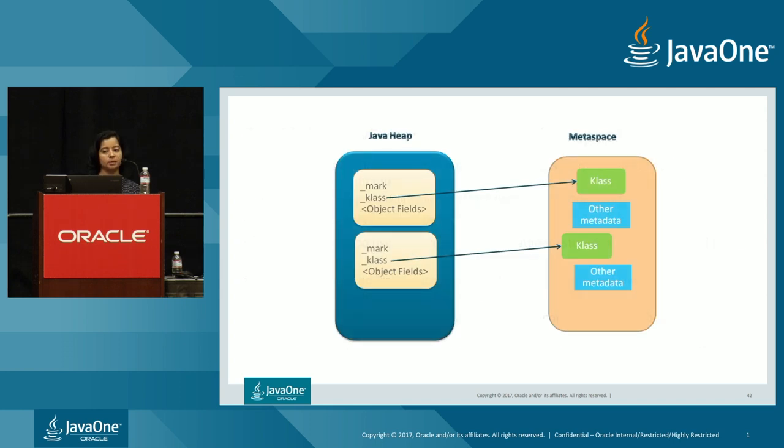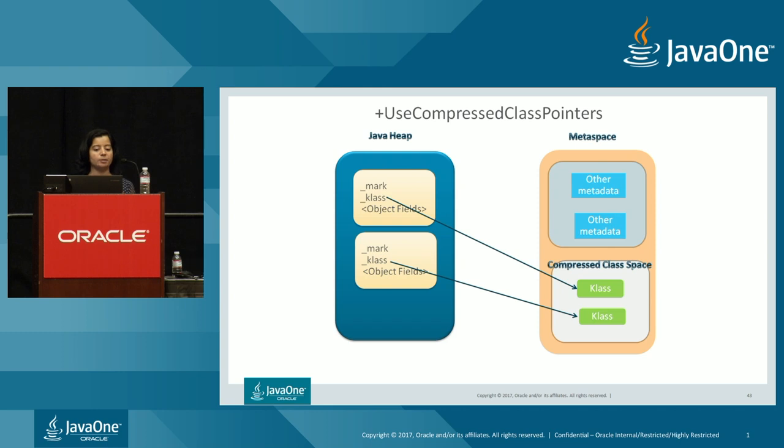To understand this better, if we don't have compressed class pointers enabled, in the Java heap we have objects. In objects, we have these class pointers. On 64-bit platforms these are 64-bit pointers, and they are used to reference class metadata in metaspace. But when we have UseCompressedClassPointers enabled, these class pointers in Java objects in the Java heap are actually 32-bit offsets. So it saves space in our Java heap to have 32-bit pointers instead of 64-bit. These 32-bit offsets can be used to reference the class metadata in compressed class space.